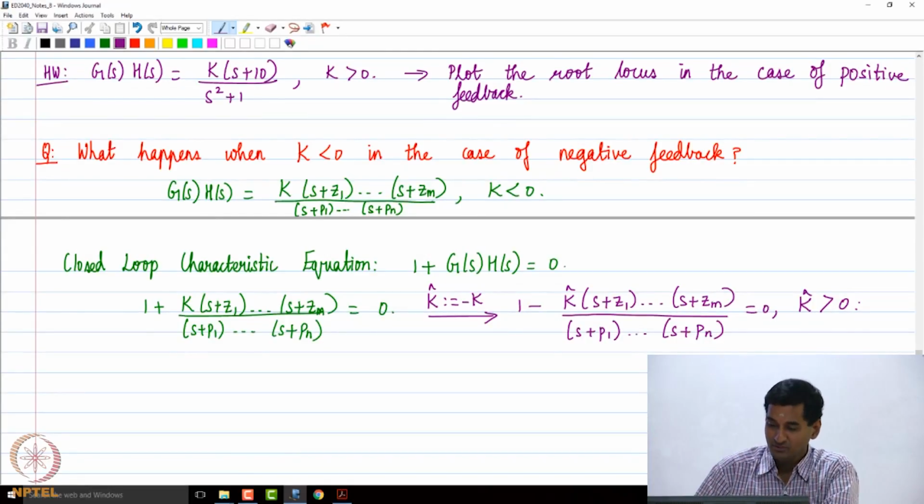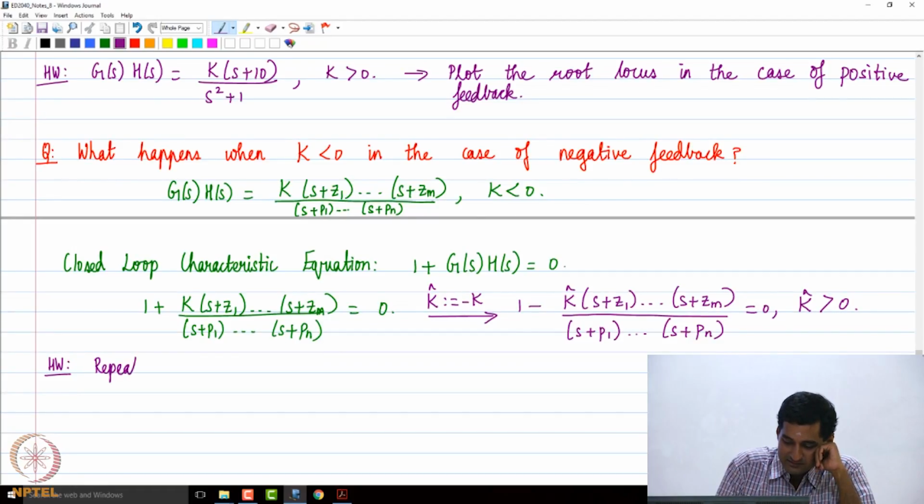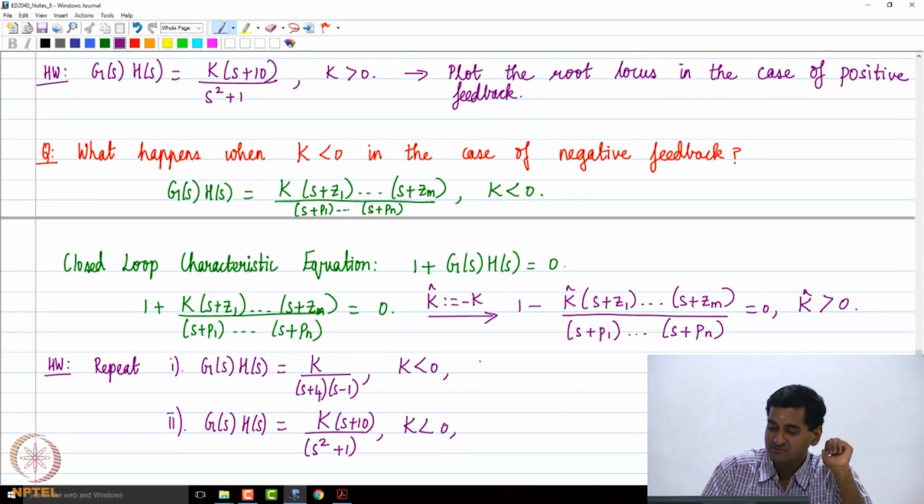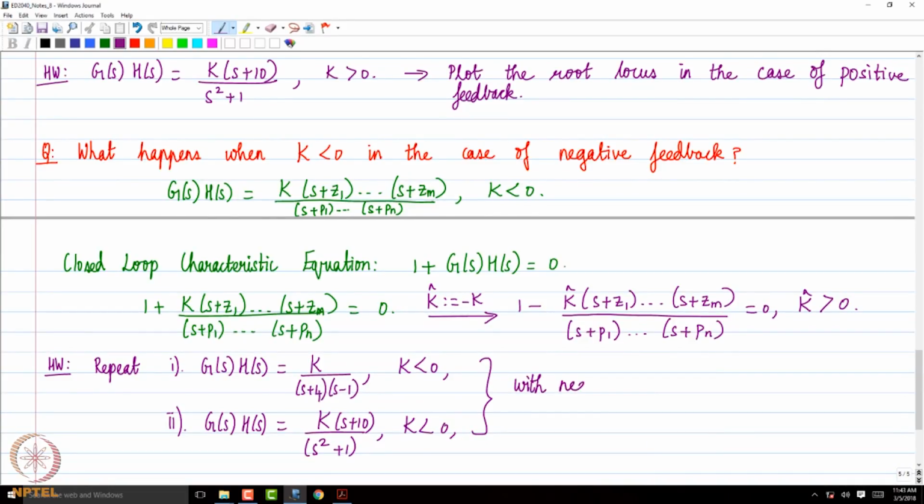So now using this, I want you to do the following as homework, right? Repeat problem 1 and 2. G(s)H(s) equals K divided by (s plus 4)(s minus 1), of course K being now less than 0, and the second problem is G(s)H(s) is K times (s plus 10) divided by s squared plus 1, K being less than 0, of course with negative feedback, right. Plot the root locus in this case.